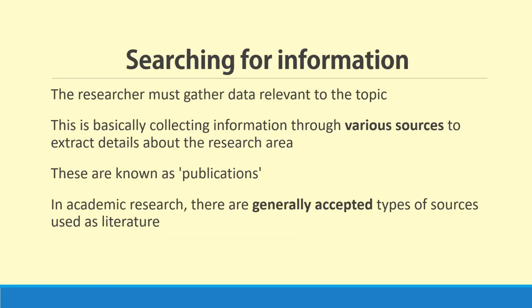Right? So how do you get information, or where can you find information? The answer to that question is through publications. We discussed a little bit about this in our previous video on referencing and citations. So there are various sources available to us to extract details or information to conduct our review. Generally accepted types of sources are the ones that you should consider in your literature review.